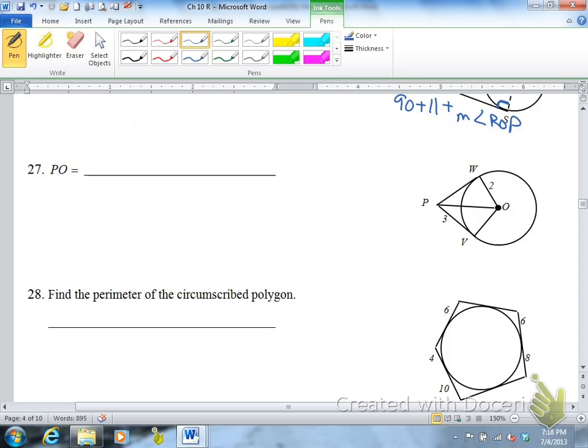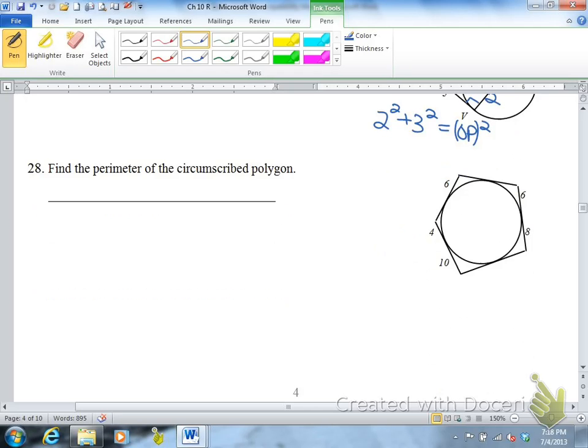PO, let's see, PO. You have a radius of 2 for WO, and this radius would also be 2, OV. These are both 90 because the radius is perpendicular to the tangent line. So we can use the Pythagorean theorem, 2 squared plus 3 squared equals OP squared. And you could solve that to find number 27.